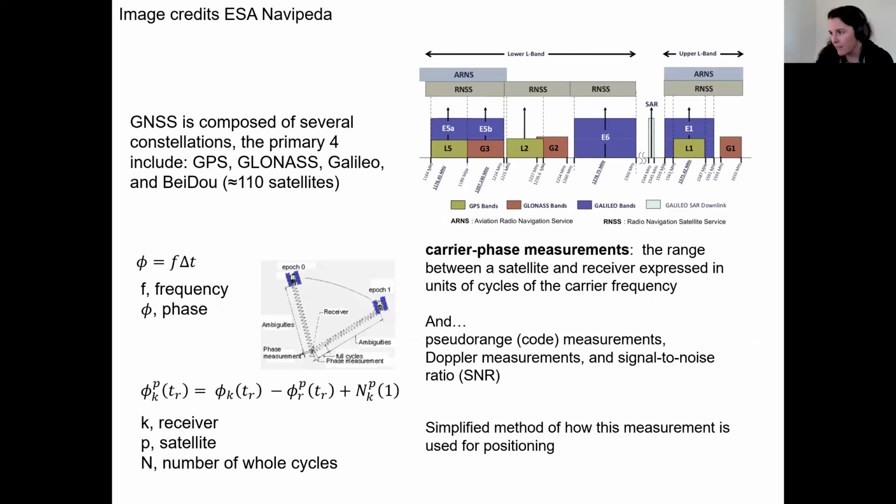Now, moving into GNSS, a basic understanding of what signals are being transmitted from satellites down to ground-based receivers. The one we care about is the carrier phase measurement. It's essentially a radio wave that we're using to do position and navigation, the purpose of GNSS.